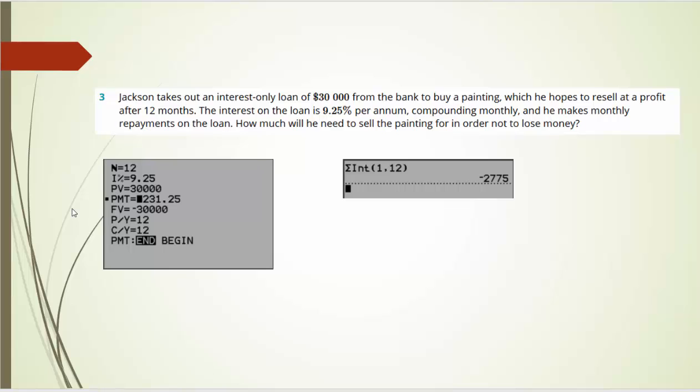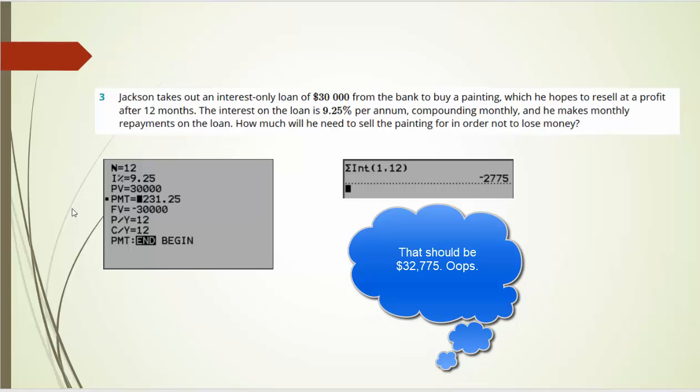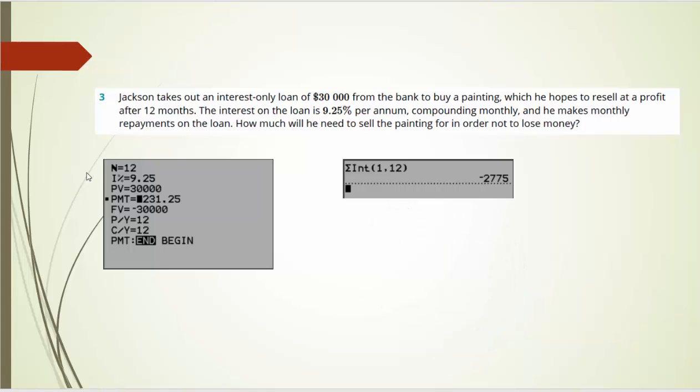So he will have to sell the painting for at least $52,775 in order not to lose money. A very speculative process. That's it for 8E.